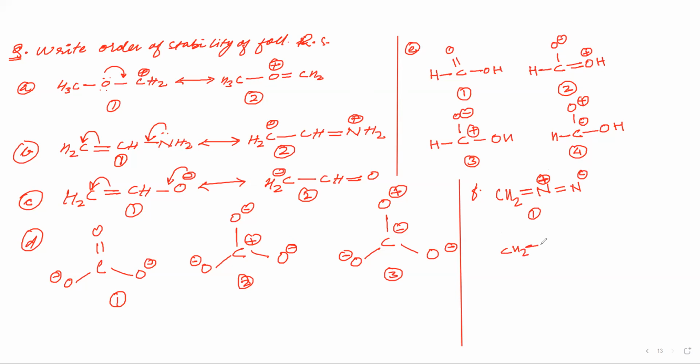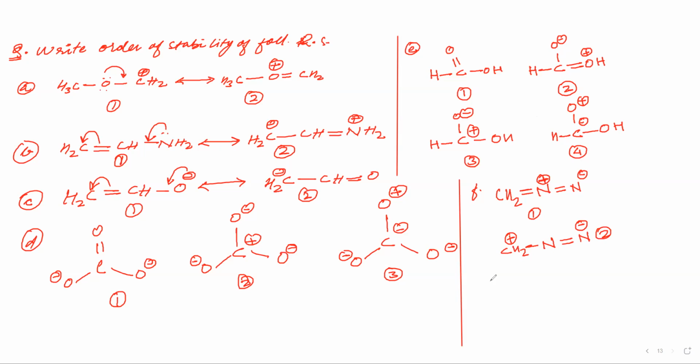To compare it to another structure, let us write it like this. CH2, single bond nitrogen, double bond nitrogen. This nitrogen has a negative charge here now. This nitrogen is neutral because it is having 3 bonds. Now this carbon will be getting a positive charge here. It should be neutral now. So this is structure 1. This is structure 2.